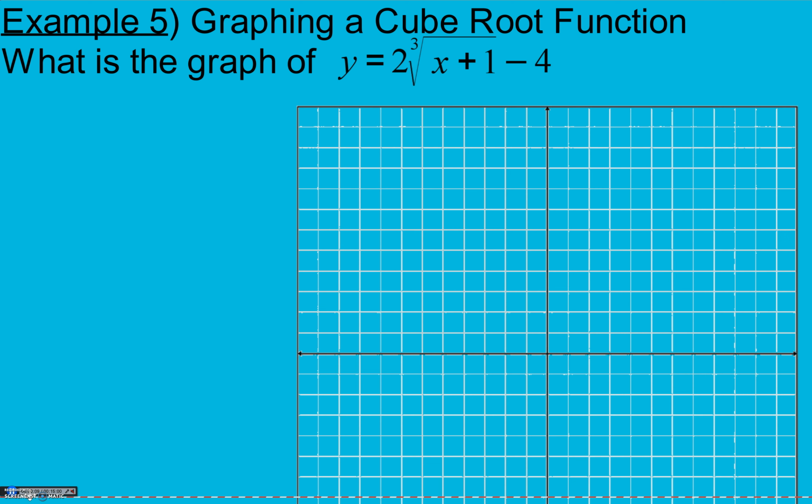We are continuing on with section 6.8 here. Example 5 is graphing a cube root function. What is the graph of y equals 2 times the cube root of x plus 1 minus 4?